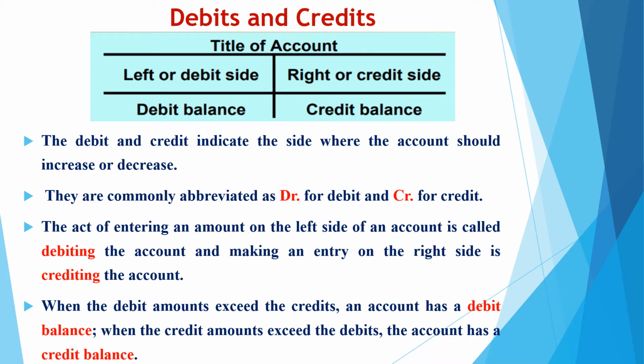Now we know that the left side of the account is the debit and the right side of the account is the credit. But what do we mean by debit and credit? Debit and credit are only signals to indicate on which side the account should increase or decrease. Some accounts increase in debit, so they decrease in credit, and some accounts increase in credit, so they decrease in debit. Actually, there is a common abbreviation for debit and credit. Debit could be abbreviated as DR dot and credit could be abbreviated as CR dot, exactly as you see DR and CR dot in red color.